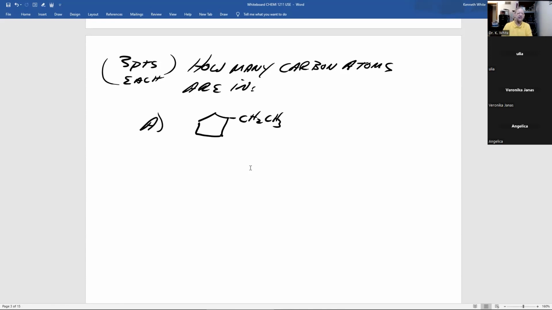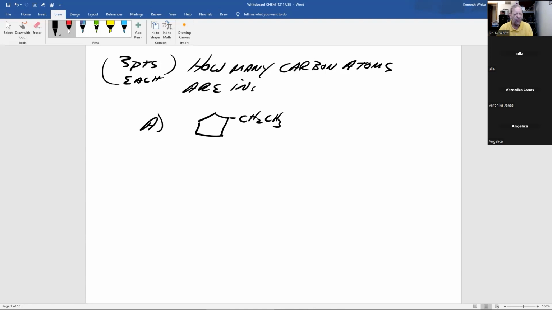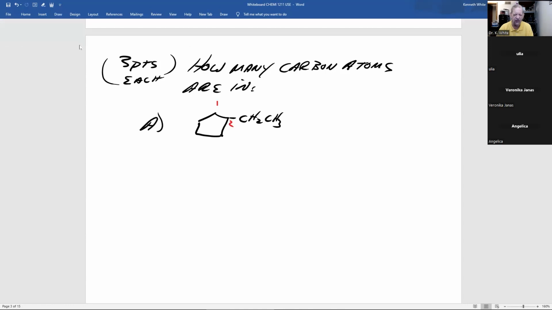All right, so the question is, 3 points each. How many carbon atoms are in A? Well, how do you do this? You count the bends in the ring, each bend is a carbon. 1, 2, 3, 4, 5. And then you have these two, you see, 6, 7. So the answer is 7 carbons.